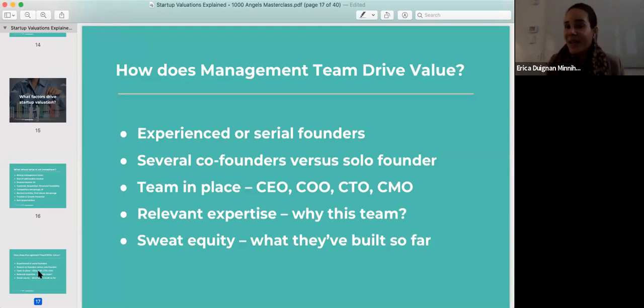Another thing is that they have to have relevant expertise. They can't just show up and say, oh, I'm the CEO, I'm the COO, and I'm the CTO. They need to actually have backgrounds that are relevant to the business. And it's very interesting because I see a lot of folks coming out of college who think, oh, I should be able to start a company. They have no experience, no relevant expertise or particular reason.